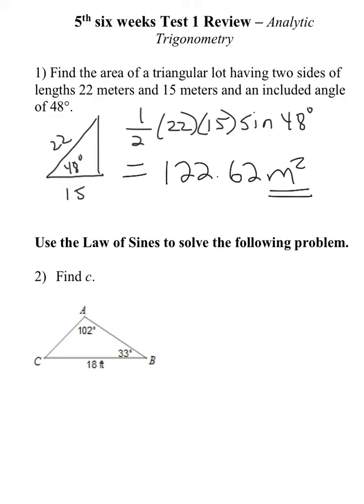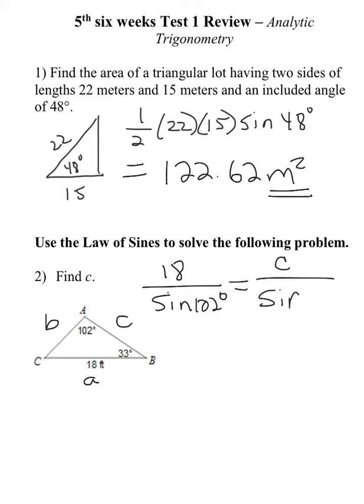So the first thing you're going to want to do is label your triangle. Okay, so across from angle A, we have side A. Across from angle B, we have side B. And across from angle C, we have side C. So to set up the law of sines, we're going to use our ratios. So we could use side A, which is 18 feet, divided by the sine of A, which is the sine of 102 degrees, equals side C over sine of C, but we don't know what C is.